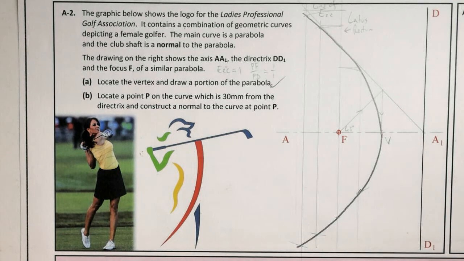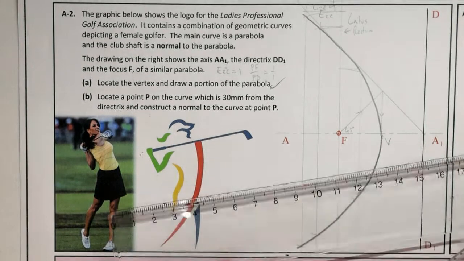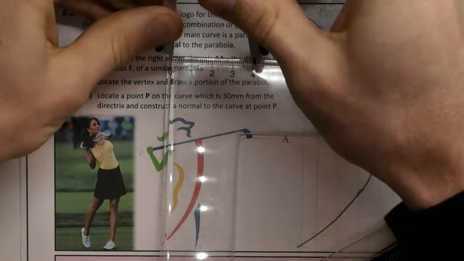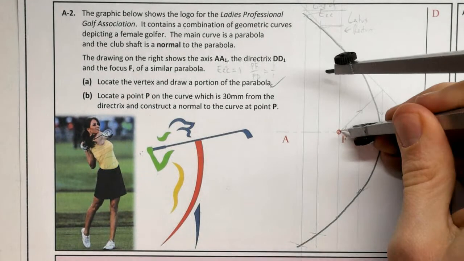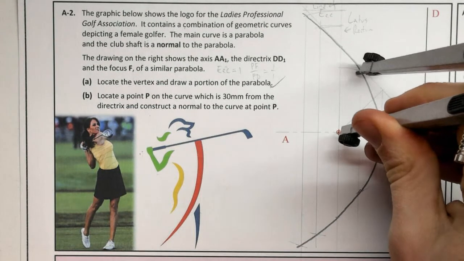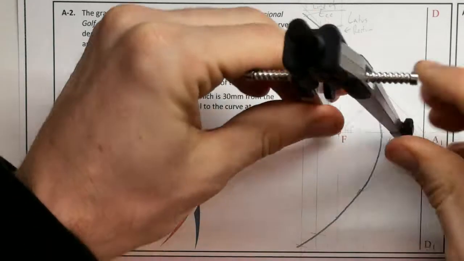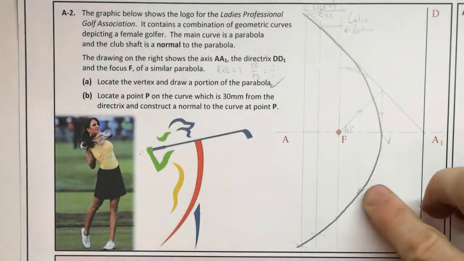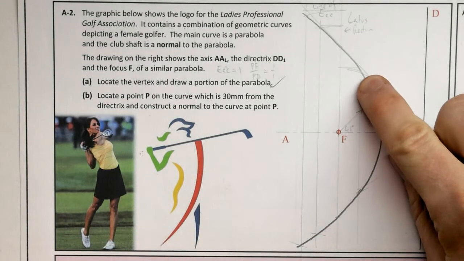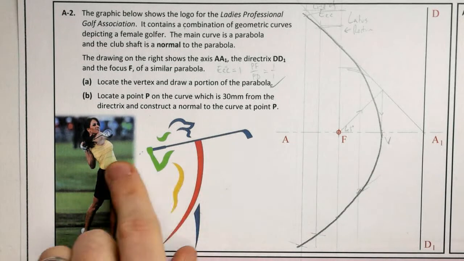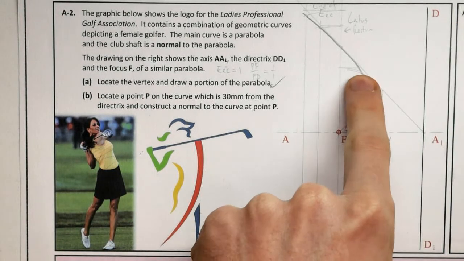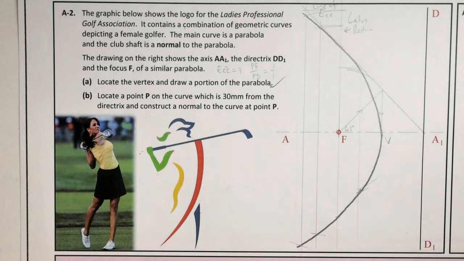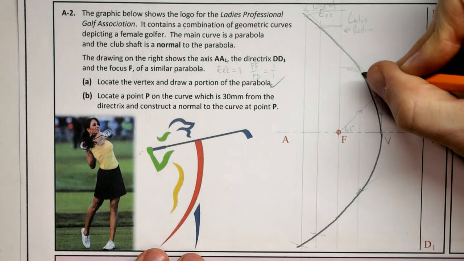First off, let's locate that point. Set our compass to a radius of 30, and I'm going to locate a point that is 30 millimeters away from my focus. I can use this point or this point. For the sake of this question, and if we think about what we're trying to draw, I'm going to draw my normal out there. So I'll use this point here rather than down there. So here is point P.